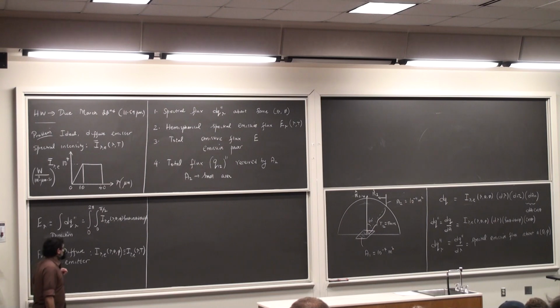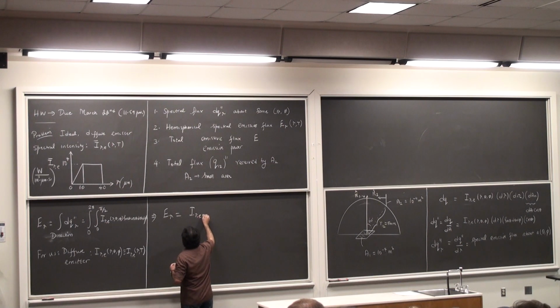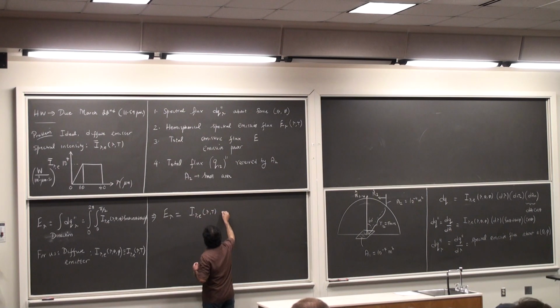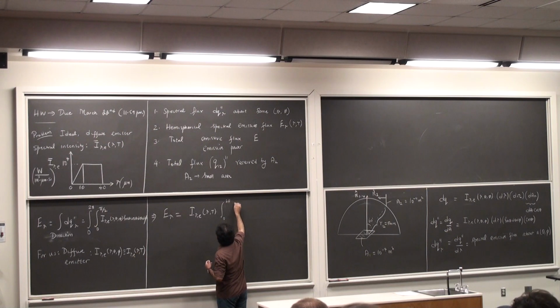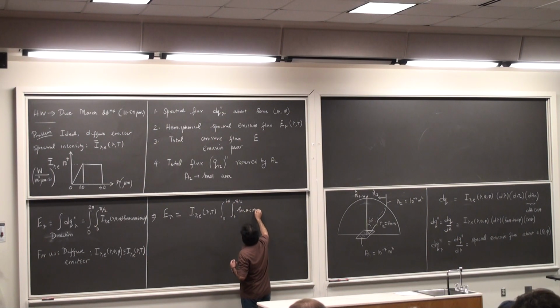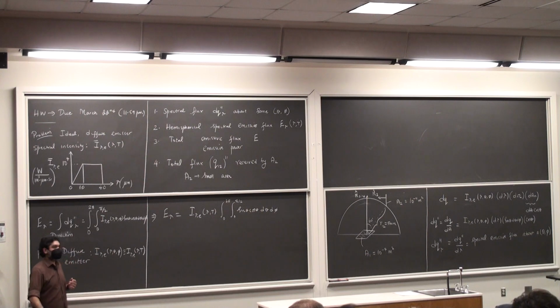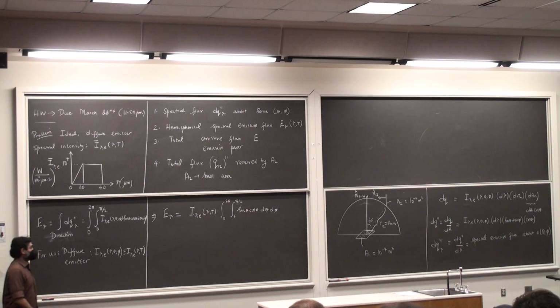Okay? And so E lambda for our problem is I lambda,e times the integral from 0 to 2 pi and 0 to pi by 2 of sine theta cos theta d theta d phi. This integral has been evaluated many times over the past couple of lectures. This answer is equal to pi steradians.